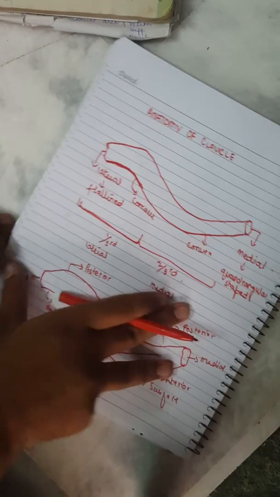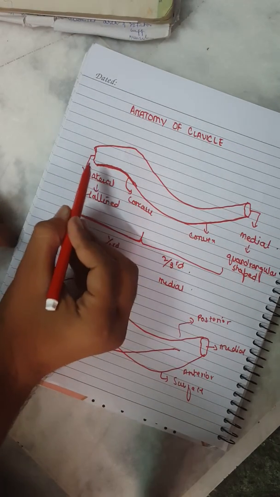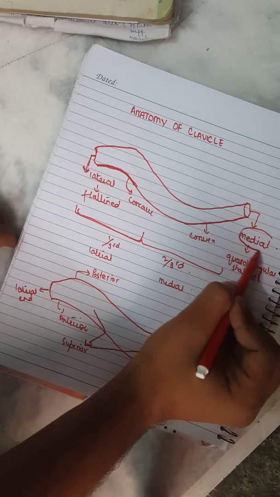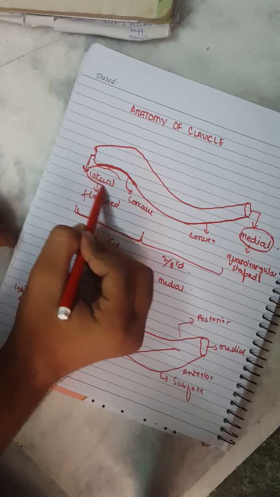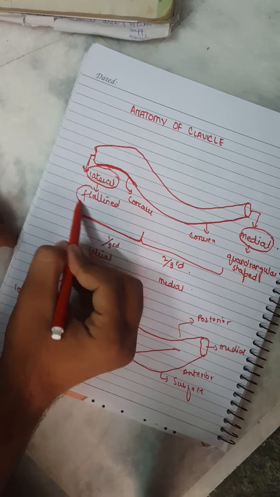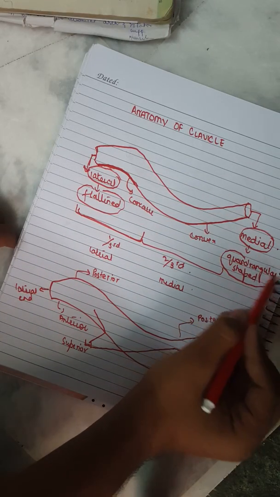Now, we discuss the anatomy and osteology of the clavicle. The clavicle contains two heads, that is a lateral head and a medial head. The lateral head is a flattened head, whereas the medial end is quadrangular in shape.